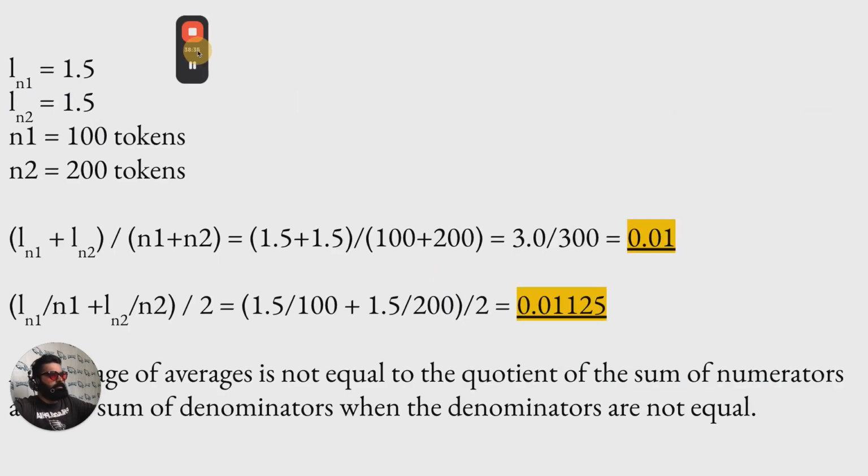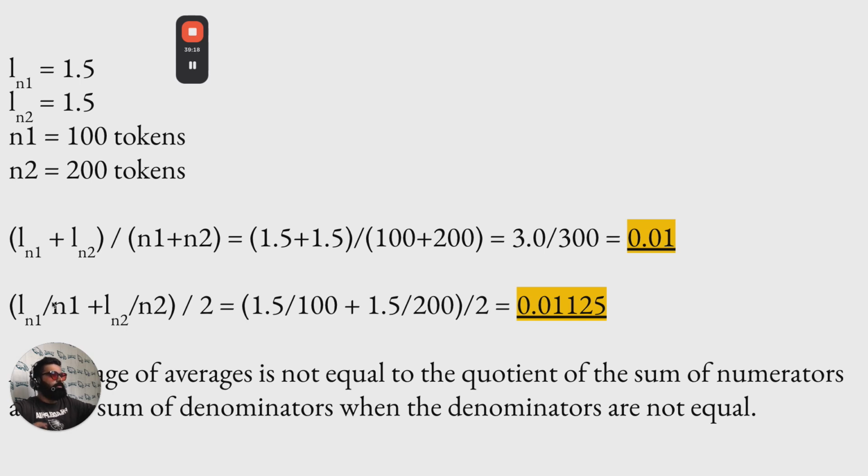Mathematically, kind of a toy example, let's say item 1 loss is 1.5, as well as the item 2 loss. Let's say item 1 has 100 tokens, item 2 has 200 tokens. When we do the first approach, equal weight to tokens, which is the batch transformer loss approach, we get (Ln1 + Ln2) / (N1 + N2). So we get (1.5 + 1.5) / (100 + 200), which gives us 3.0 over 300. Our loss average is 0.01.